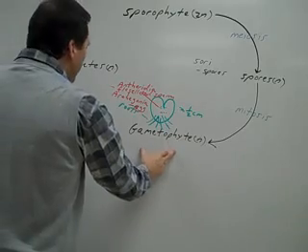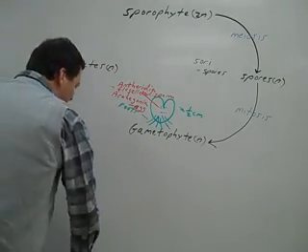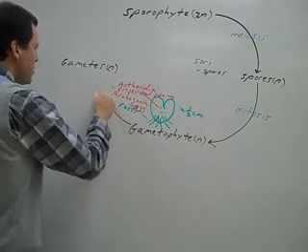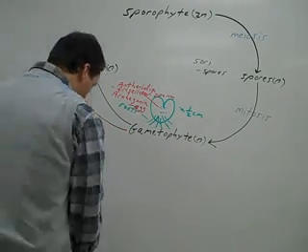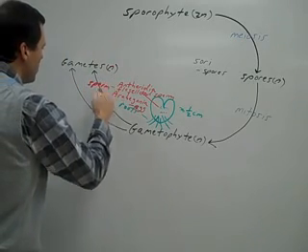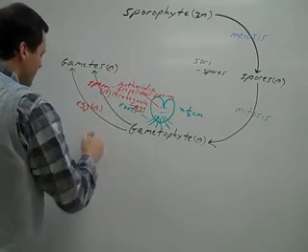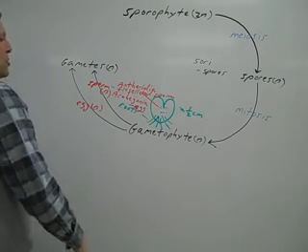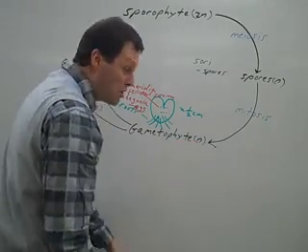Now our gametophyte is going to produce gametes. And the gametes are going to be sperm and egg. So we'll go ahead and we'll write that down. Sperm, egg, both of which are N. And both of these are going to be produced through the process of, we're going from N to N, so it's going to be mitosis.